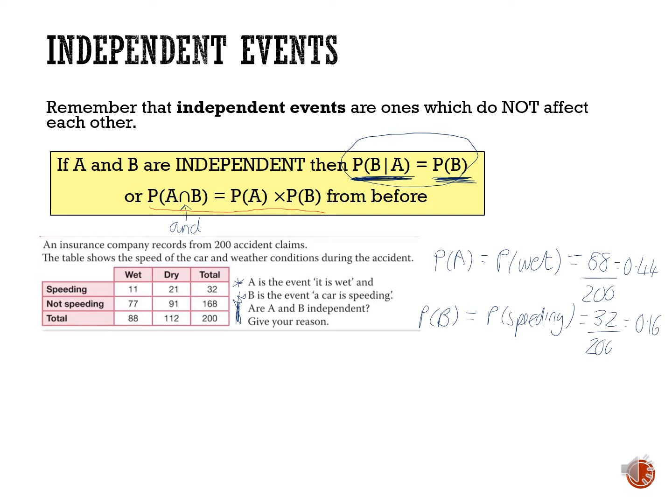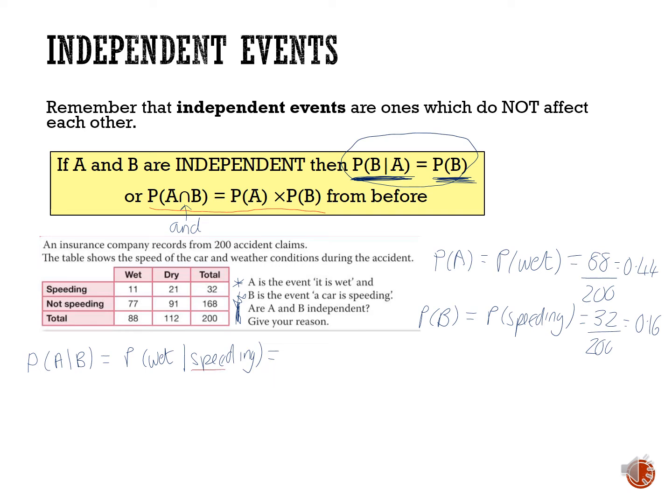Okay, now here's the important bit. So we are now going to look at calculating conditional probability. So we need to look really carefully for this. So what I'm going to do first is I'm going to do the probability of A given B. So that's going to be the probability that it's wet given that the car was speeding. Okay, given that the car was speeding. Now, on the previous slide, we said what we want to do is we want to look at the probability of A happening, but only from the ones where B has happened. All right, so this is the important bit you need to understand.